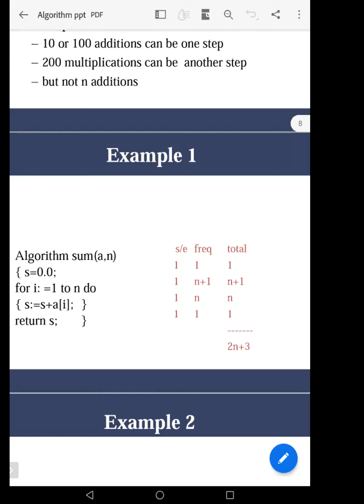So s is equal to 0, which is big O of 1, simply 1. Then for i equal to 1 to n, the loop is executing n times. So it is obviously n. 1 to n means n times. Why is it n plus 1?